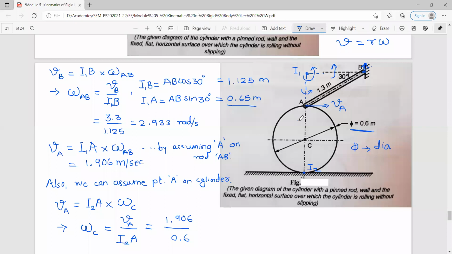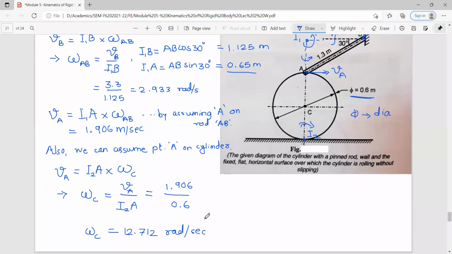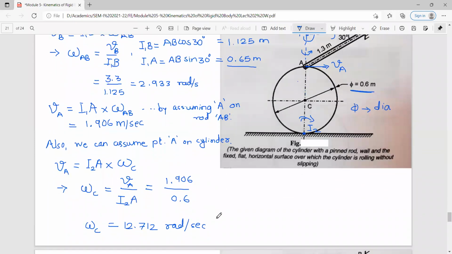So from point A, now consider point A to be on cylinder. Okay, so if point A is moving here and it is its radius, you can say that cylinder is turning about point I2 in clockwise direction. So you can write here 12.712. You can show clockwise direction like this. It is the clockwise direction. Or you can mention, if you don't want to show this sign, you can mention here like it is clockwise.